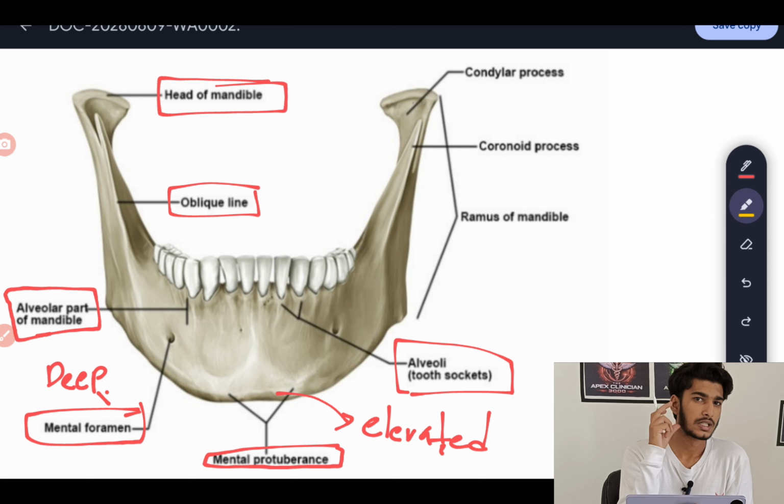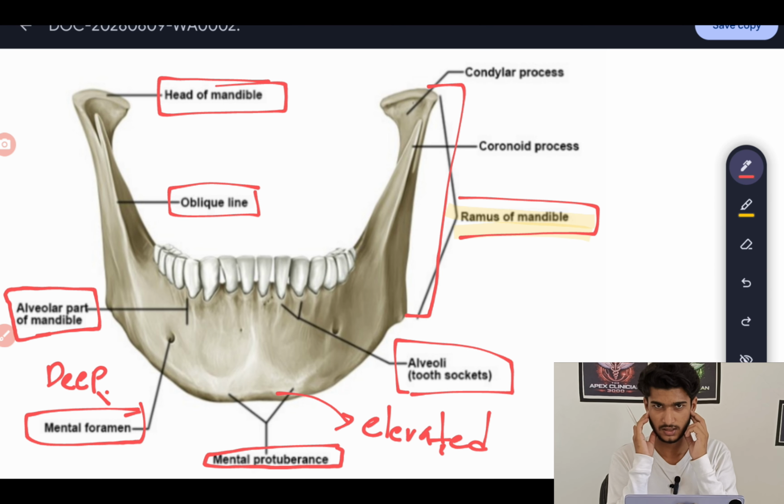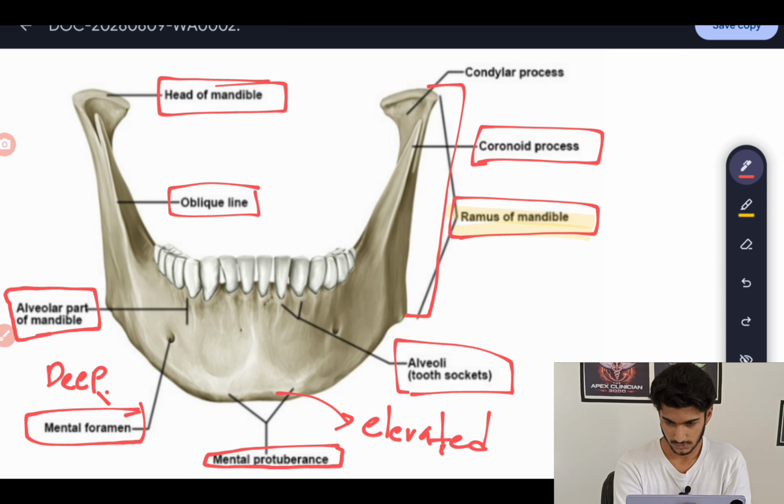This region which I am showing with my hand is the ramus of the mandible. You can see in the structure that we will call it the ramus of the mandible. This is the condylar process which helps in attaching this jaw with the skull. Condylar process. And this is the coronoid process which helps in extra stability.